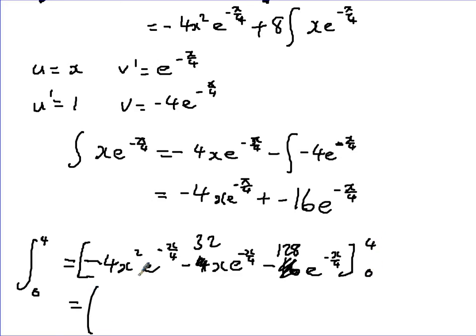So that will give us minus, that's 16 times 4, which is 64, e to the minus 1, minus 4 times your 32, which is going to be 128 e to the minus 1, and then minus 128 e to the minus 1, and then minus, now putting 0 in to everything apart from the end bit will give us nothing because the x is at the front. Putting 0 into this part, e to the 0 is 1, so that gives us a minus 128.